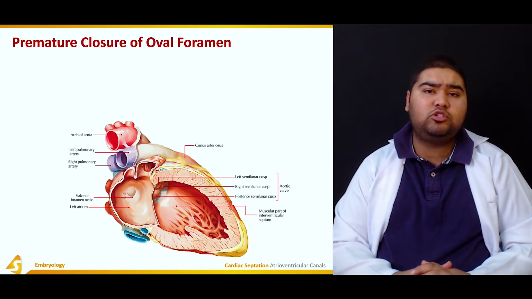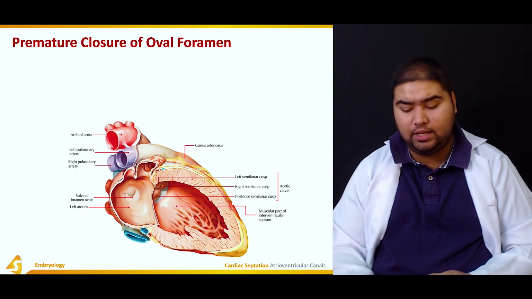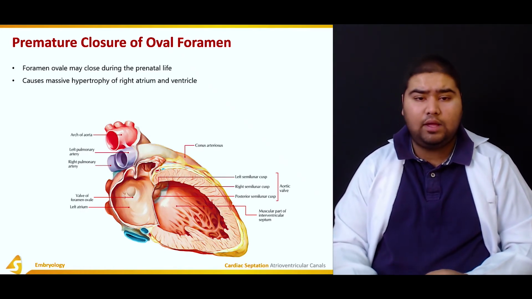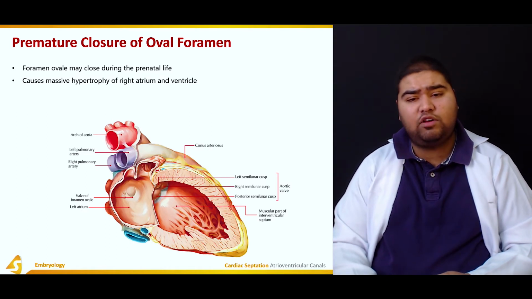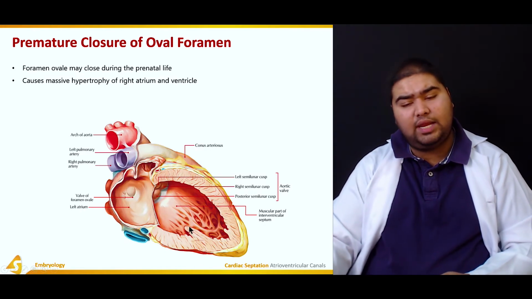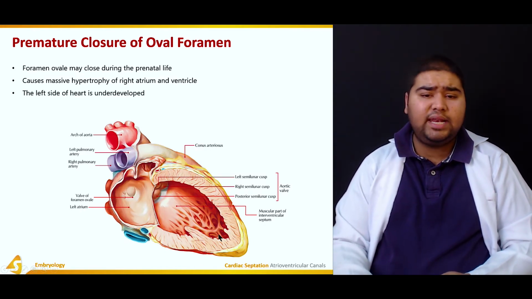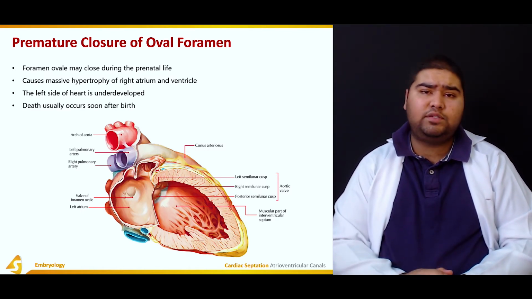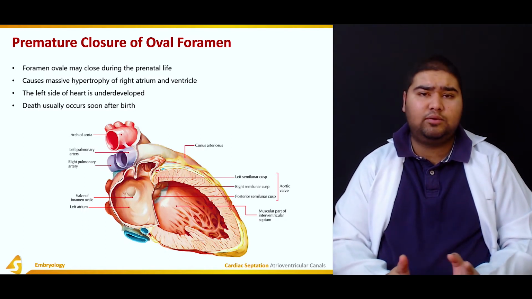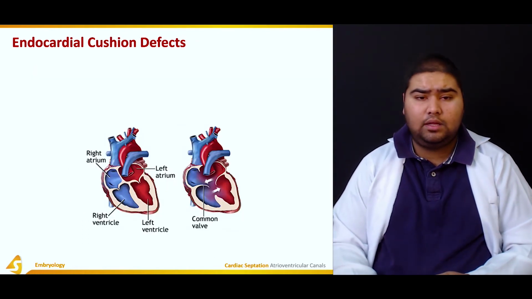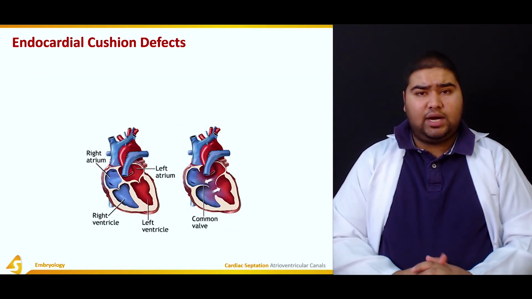Moving on, we have premature closure of the oval foramen. What happens is the foramen ovale closes during prenatal life. It causes massive hypertrophy of the right atrium. So the right atrium enlarges in size and the ventricle as well. The left side of the heart is left underdeveloped. So death occurs soon after birth, as this is not a viable condition, and the child cannot survive with this. So let's talk about the endocardial cushion defects.